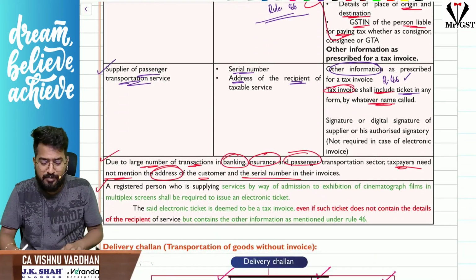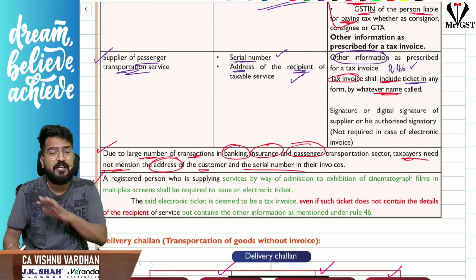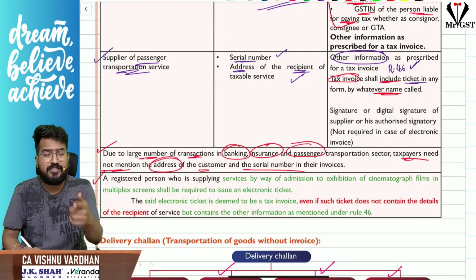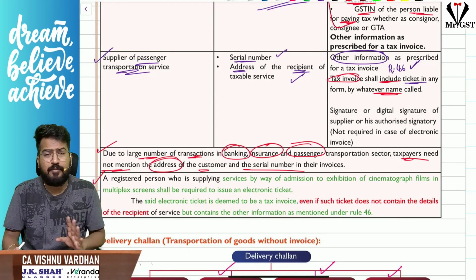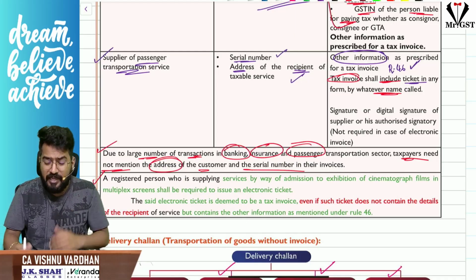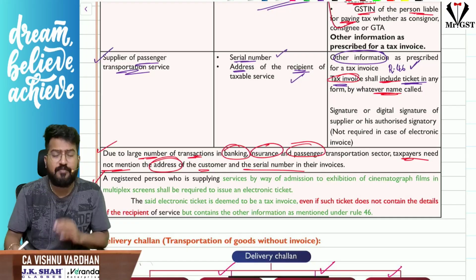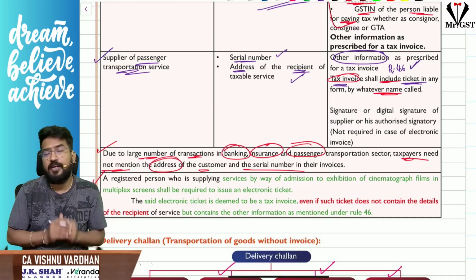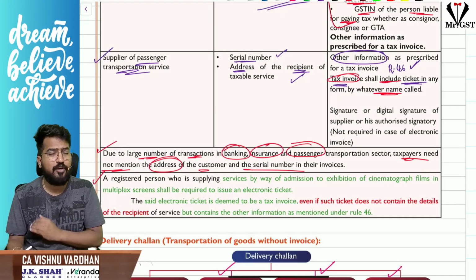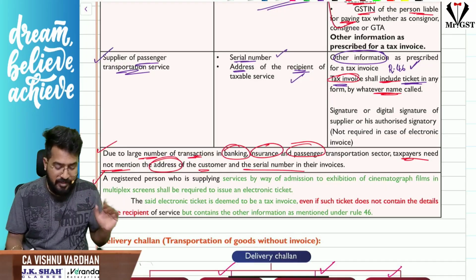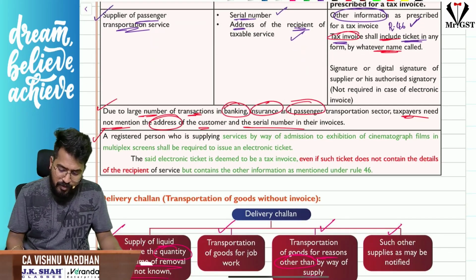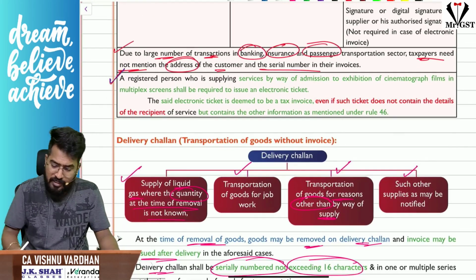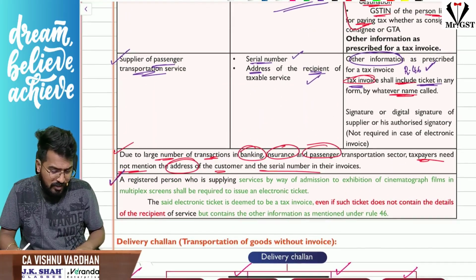And supplier of passenger transportation services, for them also, sir, serial number and address of the recipient is not required in the invoice, and other information whatever is there in rule 46, that has to be followed. And of course, as we have already discussed, just like multiplex screens, here also the ticket itself that they are issuing can be treated as tax invoice. No need to separately give ticket and no need to give separately a tax invoice. Sir, if the ticket is containing all the particulars of Rule 46, then that itself will be treated as tax invoice. Next, one more thing, as we have discussed already this point regarding multiplex screens, right? Okay, next, sir, delivery challan.